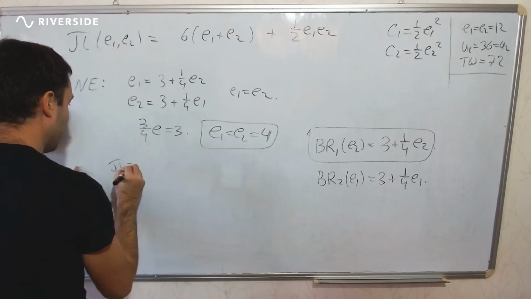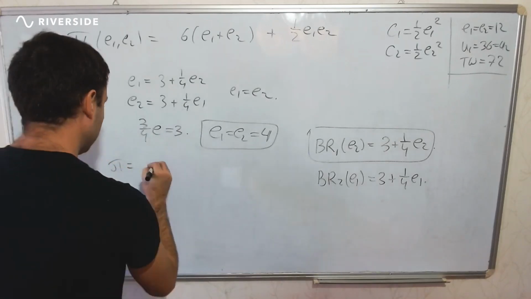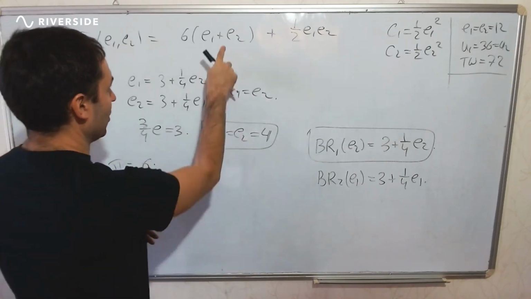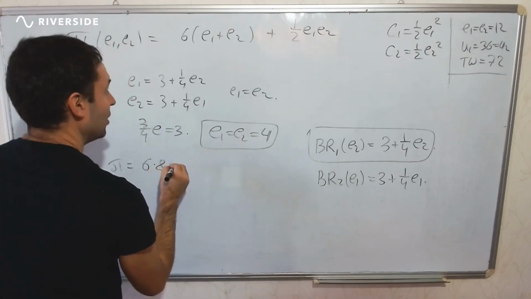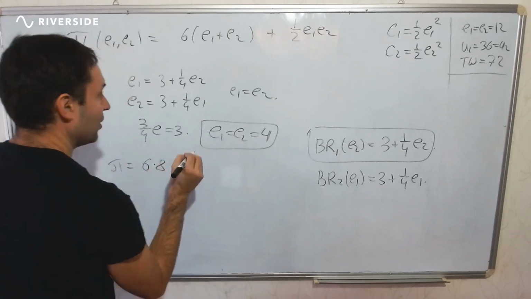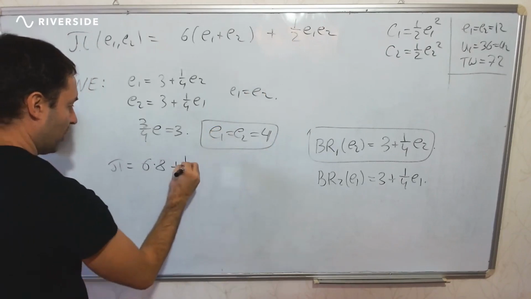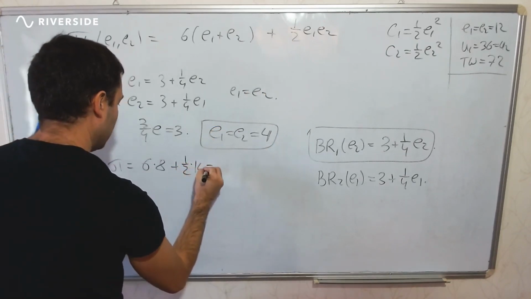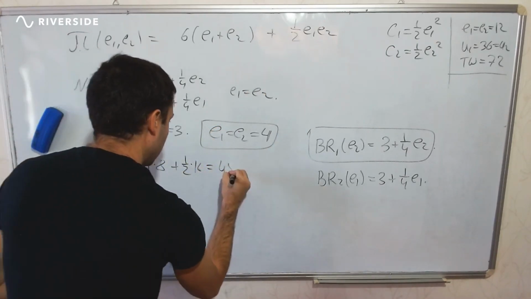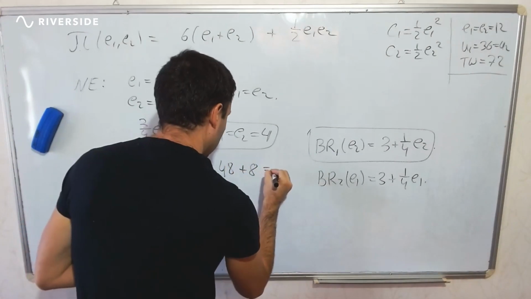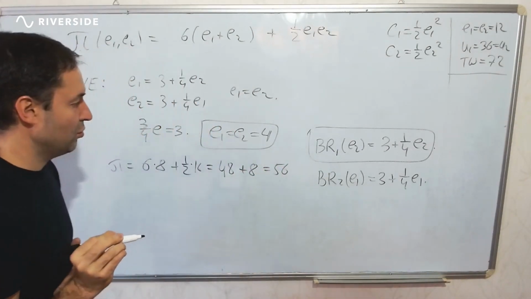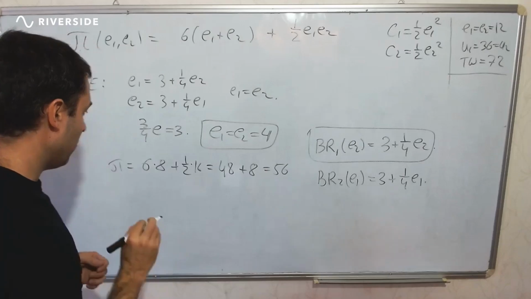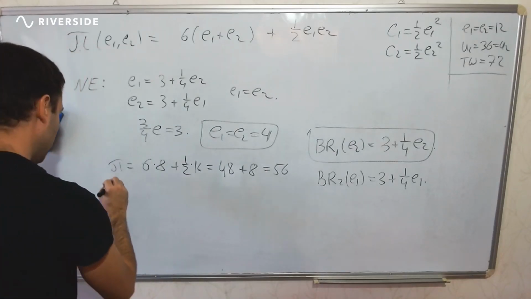So the profit of the firm then will be 6 times total effort level, which is 8, plus 1/2 product, which is 16. So it's 48 plus 8, that's 56. So profit dropped by a lot, 4 times almost.